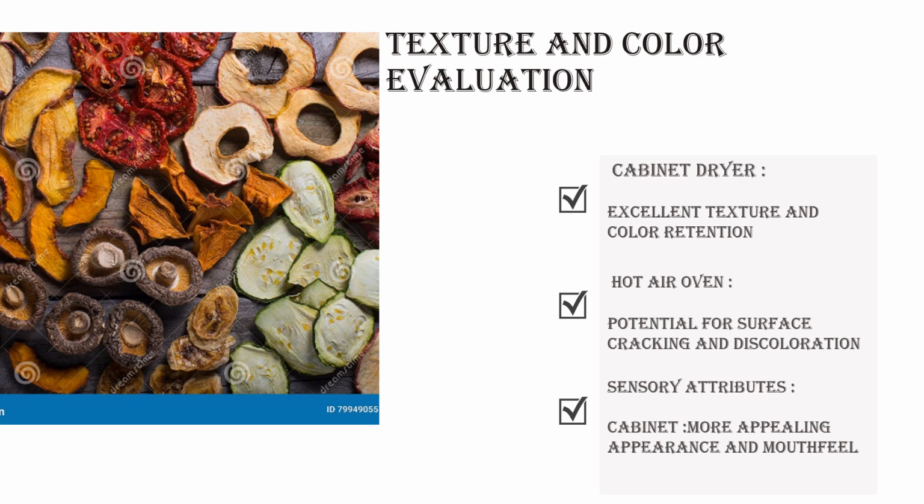For texture and color evaluation, cabinet has an excellent texture and color retention, while hot air oven has a potential damage for surface cracking and discoloration. Even in sensory attributes, cabinet has more appealing appearance and mouthfeel. So in the texture and color evaluation, cabinet is quite good when compared to oven, because the retention of the color and the texture is good, and it is also appealing in mouthfeel when compared to oven.